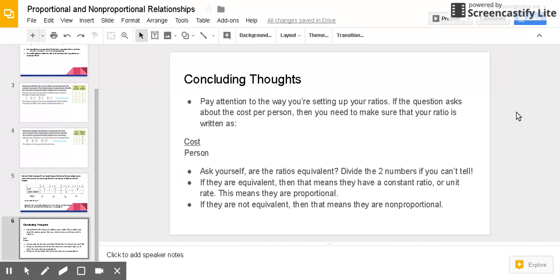You want to ask yourself, are the ratios equivalent? You can divide the two numbers if you can't tell. If they are equivalent, that means they are proportional, or they have a constant ratio, or a unit rate, or constant proportionality. If they're not equivalent, then they are non-proportional.